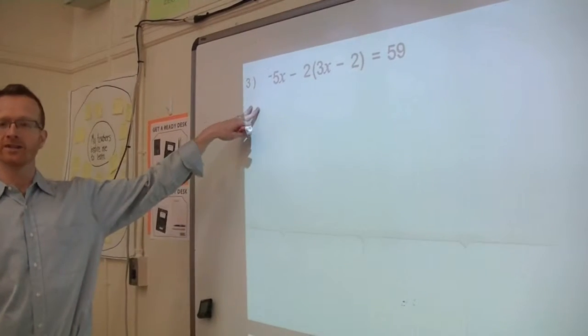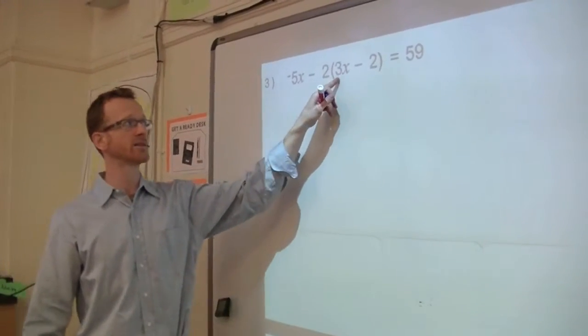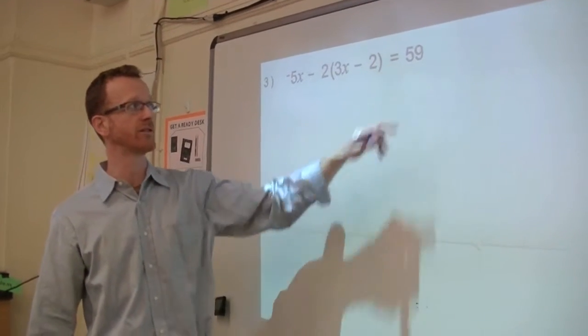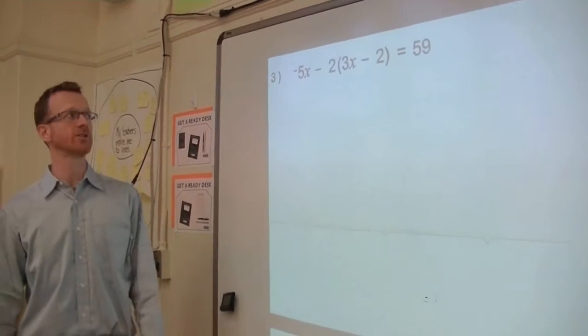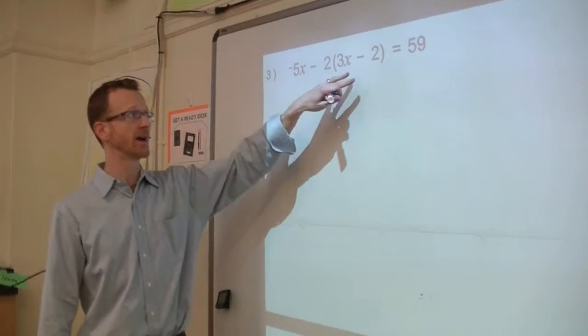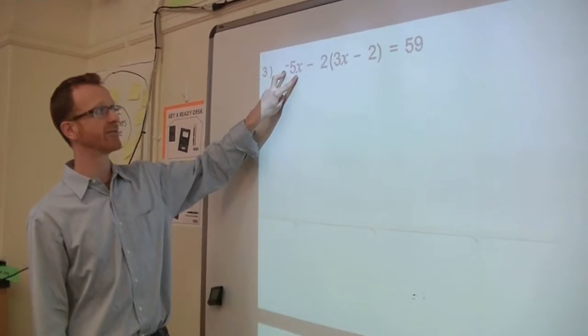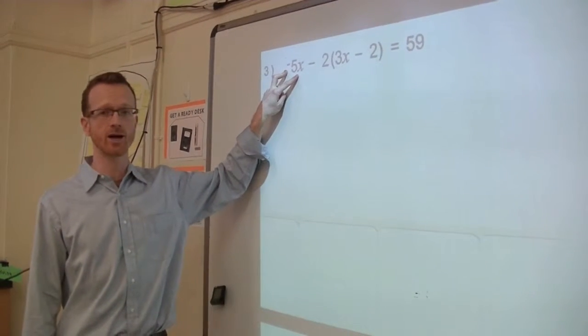So this is the problem we're going to take on, number 3, that says negative 5x minus 2 parentheses 3x minus 2 equals 59. So in this situation, the first thing we need to do, as with PEMDAS, is address the parentheses. We've got parentheses right here. We know that's distributive property. We also know that negative 5x has nothing to do with the distributive property here.